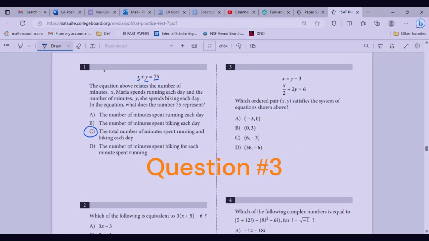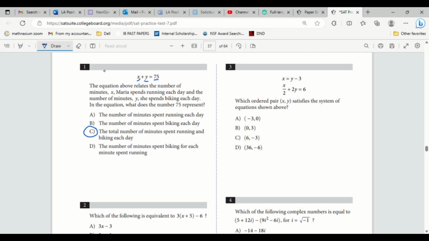Number 3, which ordered pair x y satisfies the system of equations shown above? So we have x equals by itself, so we're going to do substitution. So we're going to substitute y minus 3 in for x in our second equation. So we have y minus 3 divided by 2, since that's where x was, plus 2y equals 6. Whenever I have a fraction, I'm going to multiply every term by the denominator of that fraction to get rid of it. So multiply every term in this equation by 2.